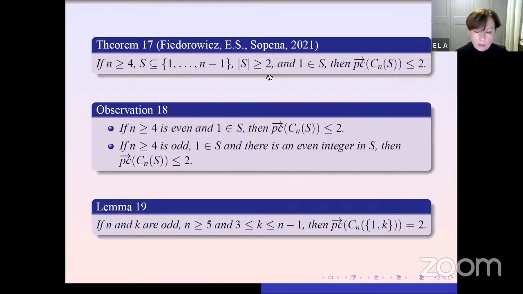So if we have n odd, so an odd number of vertices, and if the set S contains only odd numbers, we prove this by this lemma: we prove that one odd number is enough. So if the set S is 1 and k, which is odd, then the proper connection number is at most 2, and it is equal to 2, because in such a case we will not result with the complete digraph. So if n and k are odd, then the circular digraph n,1,k has the proper connection number equal to 2.